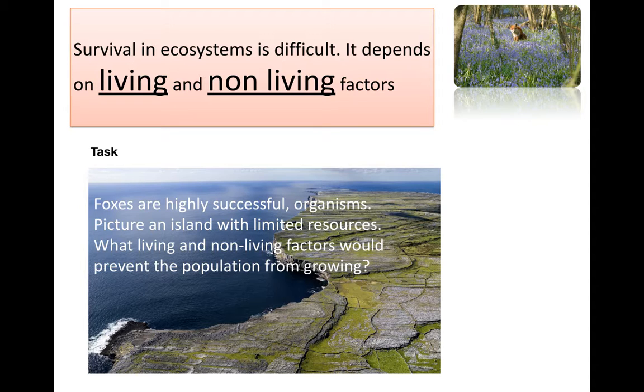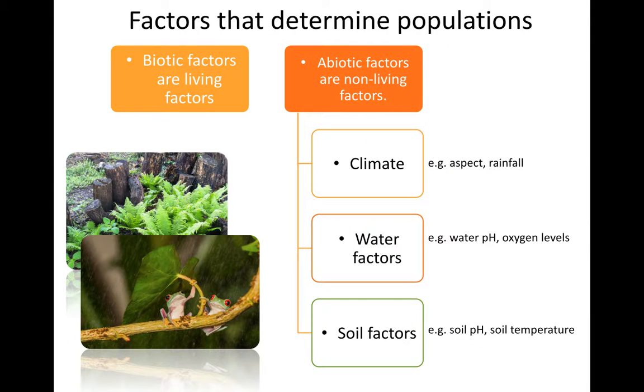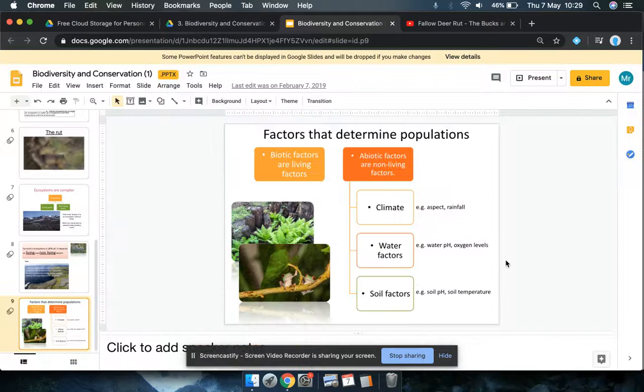What I want you to do now is picture foxes living on an island. Foxes are highly successful organisms. I want you to think of them on an island, for example the Aran Islands, and write down what living or non-living factors would prevent the population from growing. There are many factors that would prevent them from growing, and I want you to come up with those yourself. That's going to be your task for tomorrow. Write down the living and non-living factors that are going to have an effect on them. I'm not going to talk about this yet until tomorrow. Okay, that's enough for today.